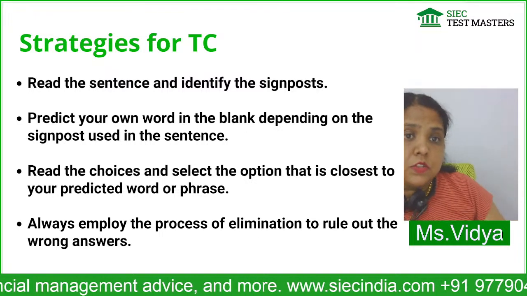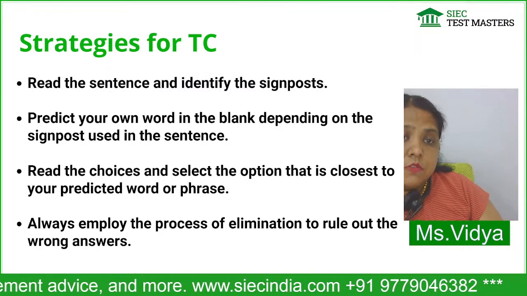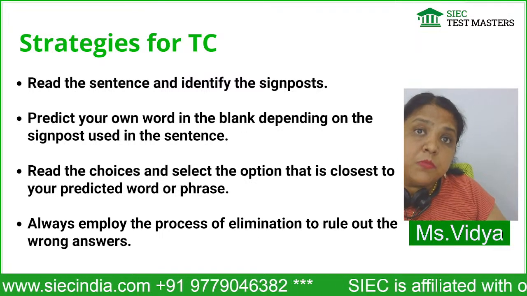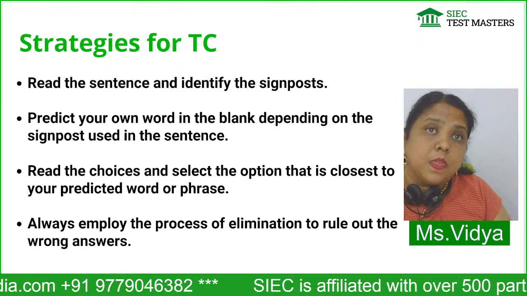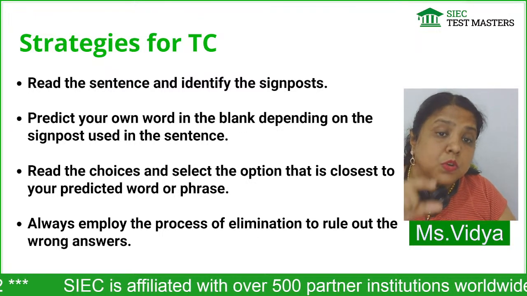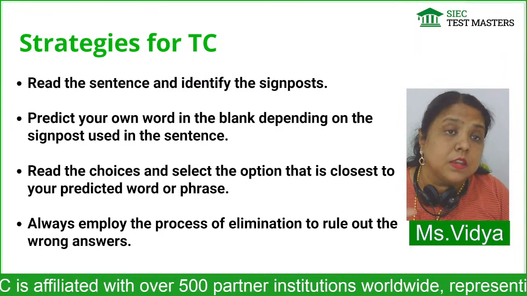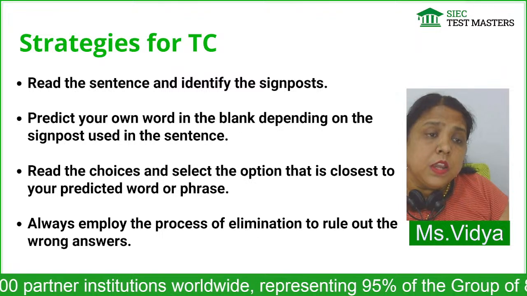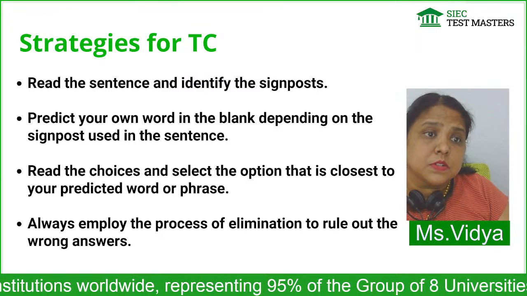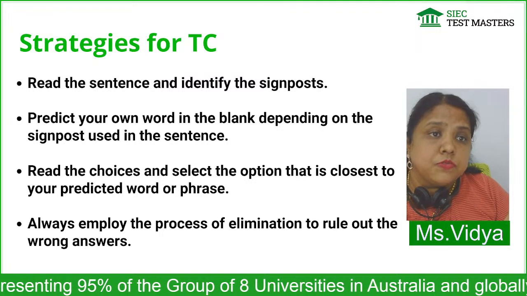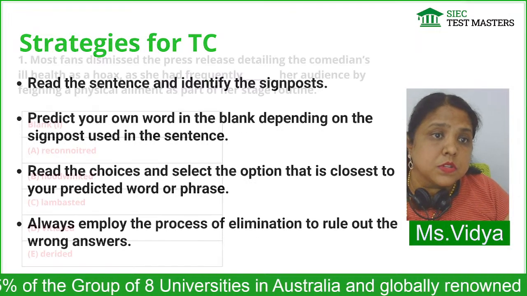These are the strategies for a text completion question. First, you have to read the sentence, identify the signposts, come up with your own answer, and then look at the options and select the answer that is closest to your predicted answer, and then employ the process of elimination. Let us look at the first question here. Most fans, this is a single blank question.